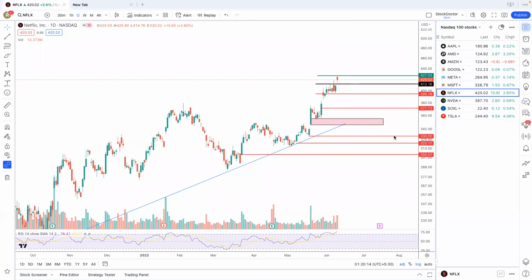And on the downside, if it starts trading below 412, then 395 and 375 are the two targets for the downside that are definitely possible.